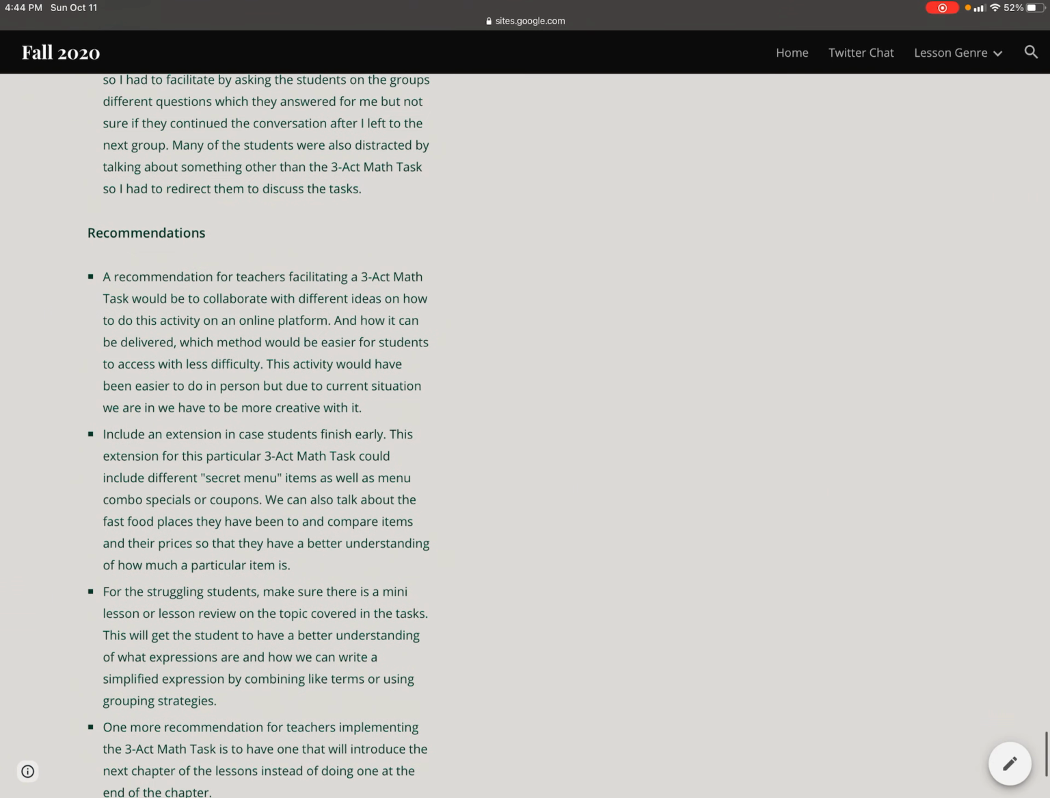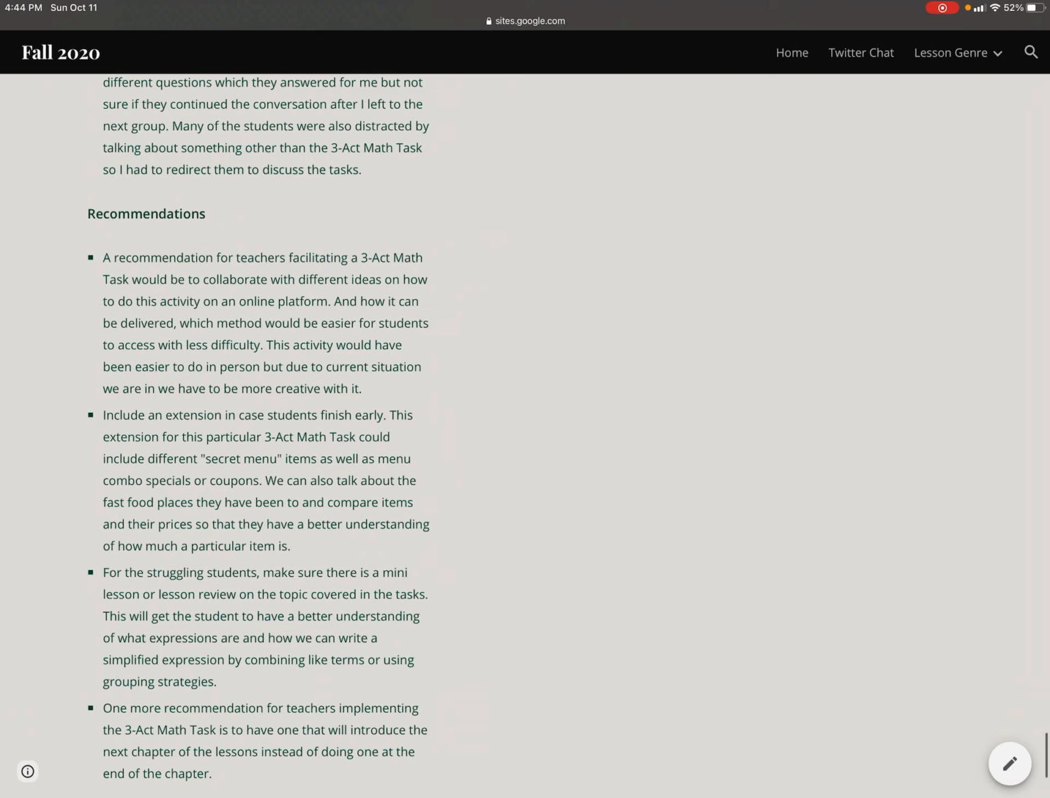Here are some of the recommendations that I have. A recommendation for teachers facilitating a 3-act math task would be to collaborate on ideas for how to do this activity on an online platform, and how it can be delivered, which method would be easier for students to access with less difficulty. Like I noticed at the beginning, some students were not able to click play on the video.